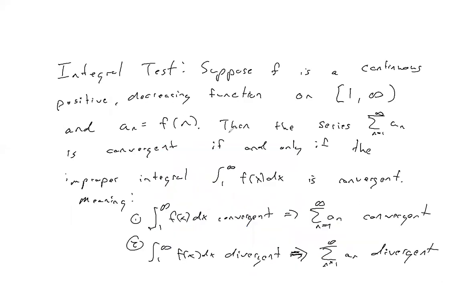Then the series a_n is convergent if and only if the improper integral from 1 to infinity of f of x is convergent. What does "if and only if" mean? It means these two conditions here. Basically, the series converges if the integral converges, and the series diverges if the integral diverges. If the integral is convergent, then the series is convergent. If the integral is divergent, then the series is divergent. That's what we need to know for the integral test. So that is the statement of the integral test.